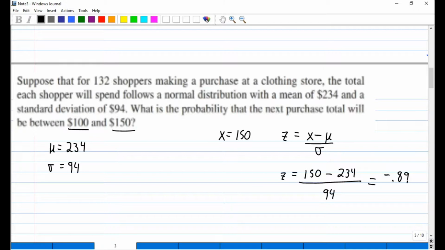Okay, so we want to look up in our Z-score chart. So you need to flip to the side where it's negative. And we want negative 0.89. So negative 0.8. And then the 9, if you look at the top, you can see the 0.09, that's the first column on this table. So that would be 0.1867. So my area here is equal to 0.1867.